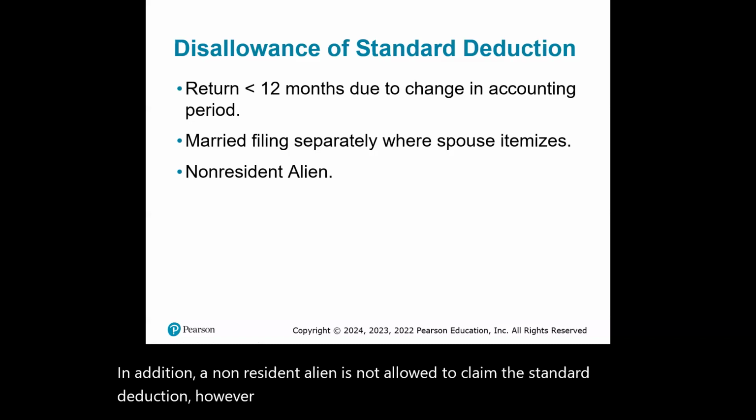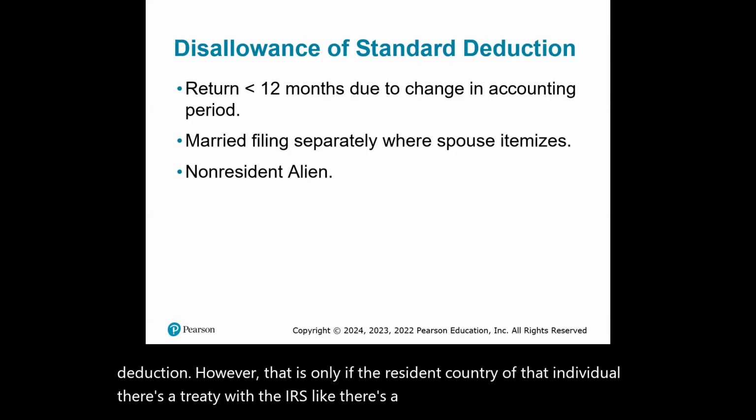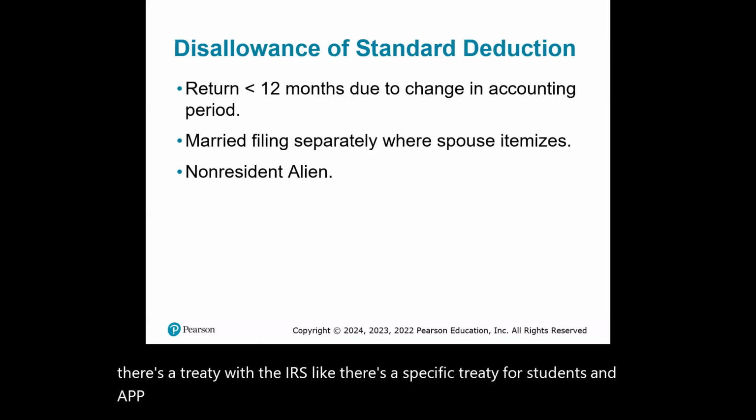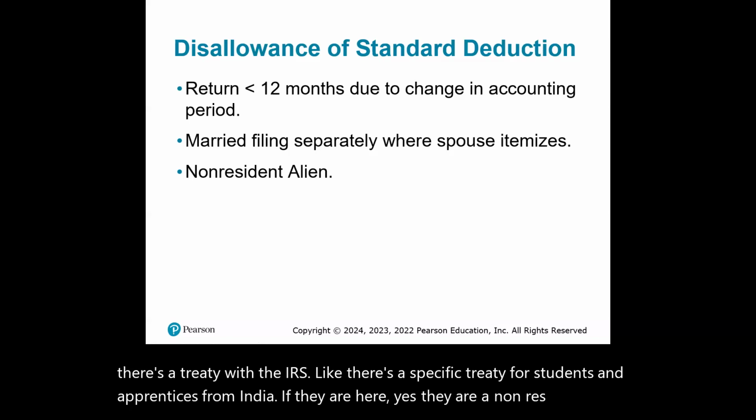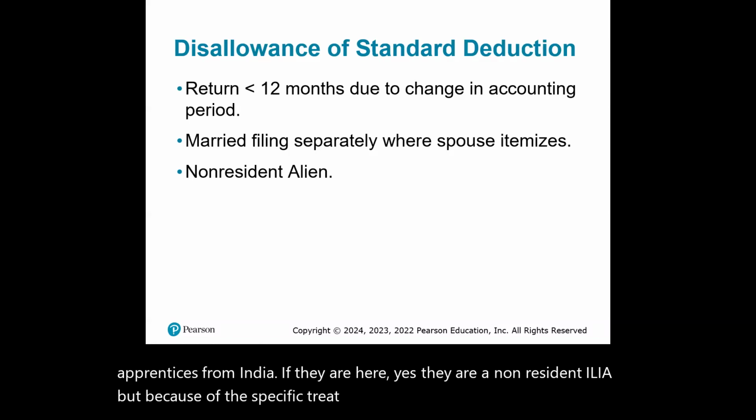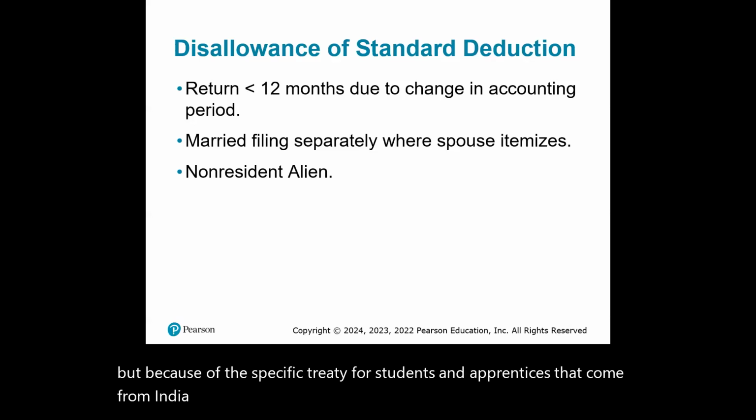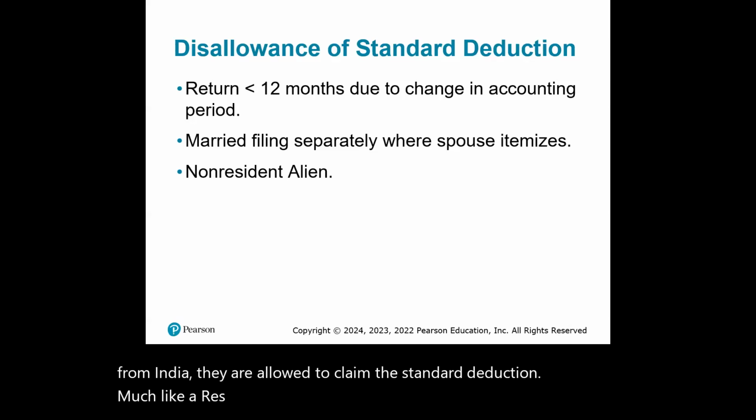However, that is only if the resident country of that individual has no treaty with the IRS. Like there's a specific treaty for students and apprentices from India. If they are here, yes, they are a non-resident alien, but because of the specific treaty for students and apprentices that come from India, they are allowed to claim the standard deduction, much like a US citizen or a resident alien for tax purposes.